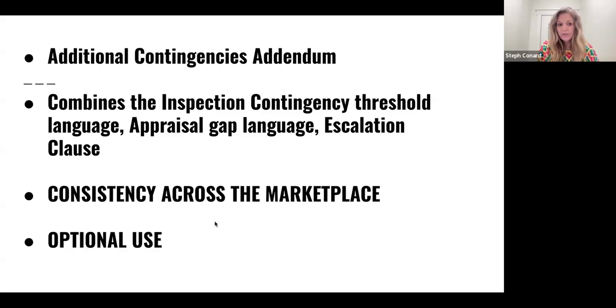It is optional use. If there is no need, if you're not in competition, you don't necessarily need to employ this. I've had agents who have employed the Addendum AC even when they're not in competition, so you can still use these provisions if you want to.